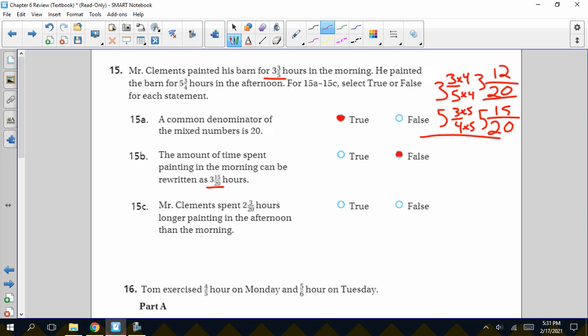But we're not in any position right now to subtract them because 5 15/20 has to go on top, and 3 12/20 has to go on the bottom because it's the smaller number. Now that we've stacked that up with the larger number on top, 15/20 minus 12/20 is 3/20, and 5 minus 3 is 2. So that is a true statement. He did spend 2 3/20 hours longer painting in the afternoon than he did in the morning.